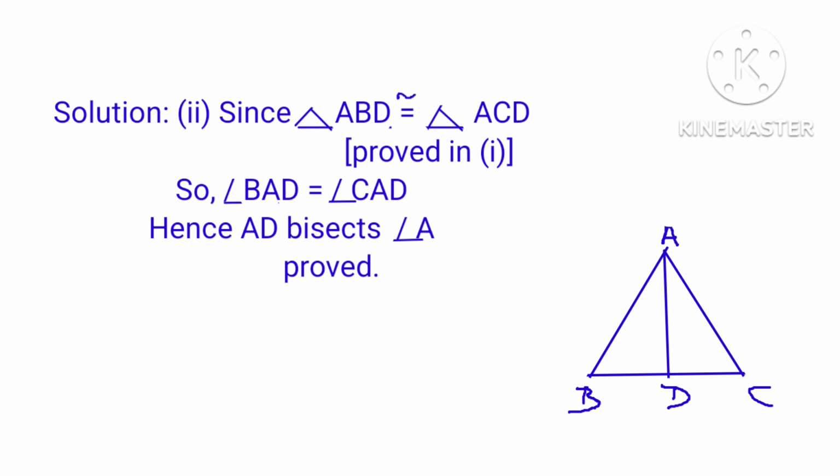Since triangle ABD and triangle ACD are congruent, as I have just proved in the first part of this question, angle BAD is equal to angle CAD. Hence, AD bisects angle A, proved.